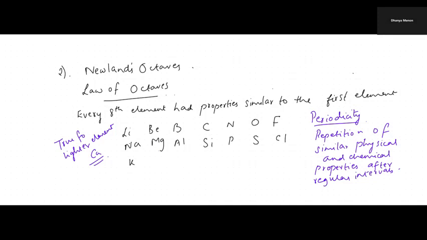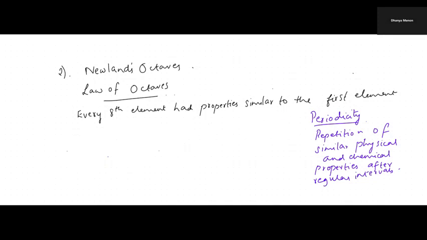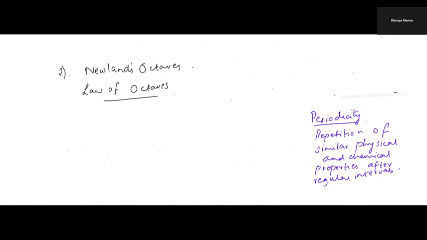Now, what are the defects? One of the defects was that this was true only for lighter elements. Until calcium, it was going fine. But the demerit of this law appeared when the noble gases were discovered. Suppose the noble gases were discovered, then this seemed to be different.